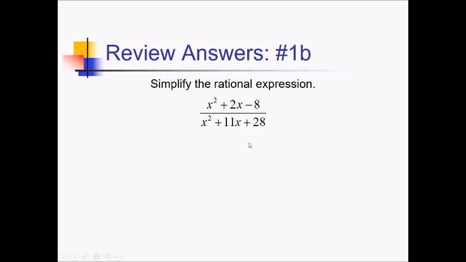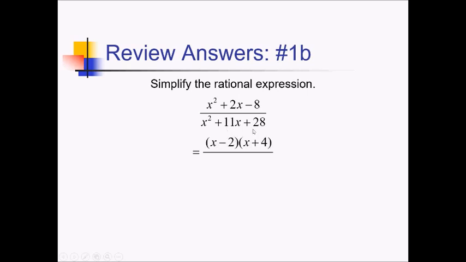To simplify this rational expression, I need to make sure there's no common factors between the numerator and denominator. Before I can do that, I need to know what the factors are. So factoring the numerator then, I need factors of negative 8 that add up to 2. So if we do 1 and 8, that's not going to work. 2 and 4 would work if you had negative 2 and positive 4. So x minus 2, x plus 4.